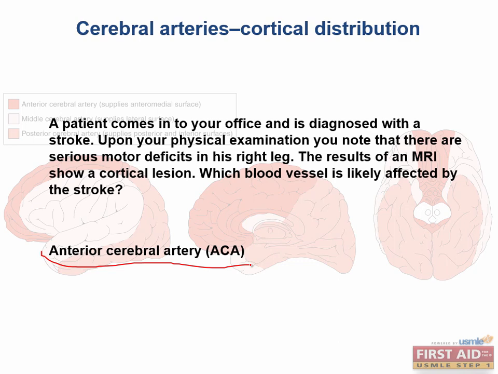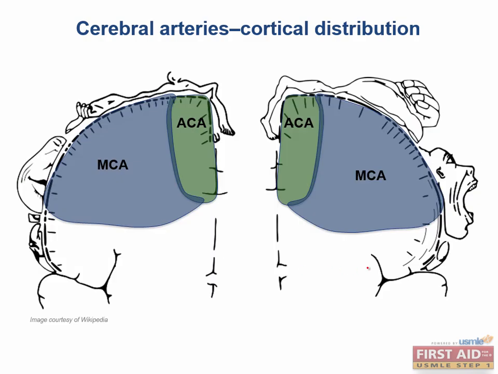The key is that there are motor deficits in his right leg. Now, if you look at the homunculus, it becomes clear that the area of the motor and somatosensory cortex responsible for the lower extremities lies in the region supplied by the ACA.